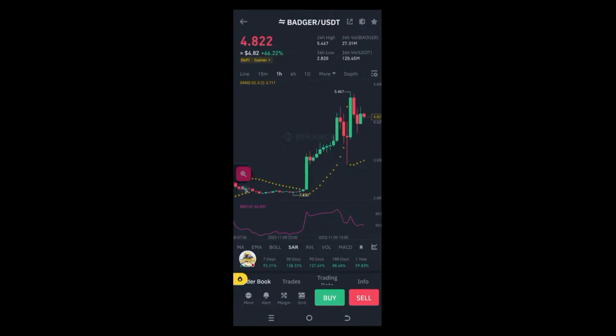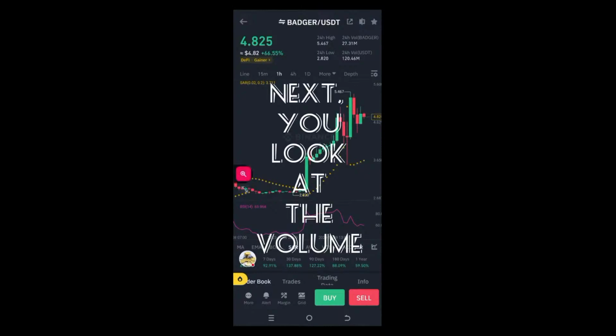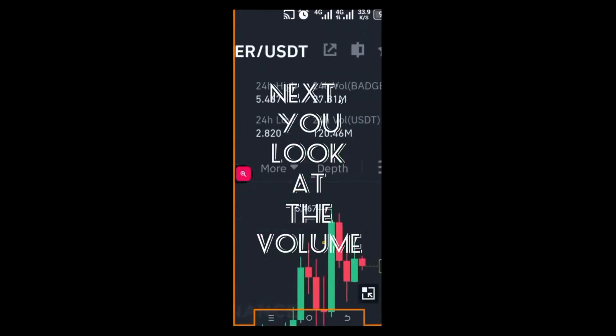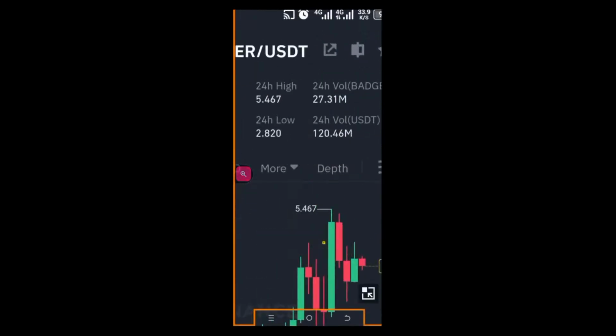All right. So let's go to another thing that we need to look at. After you've seen all these three things, these first three things are for you to even decide or consider whether you're going to take this trade or not. After you've seen that all three are good, what do you do next? You look at the volume. Look at the 24-hour high, the max place it went to in the last 24 hours, right?